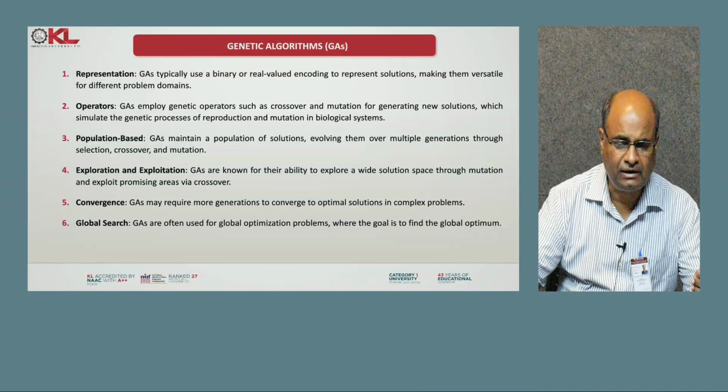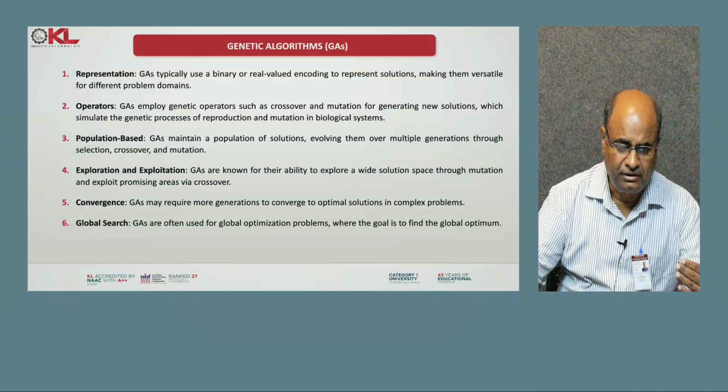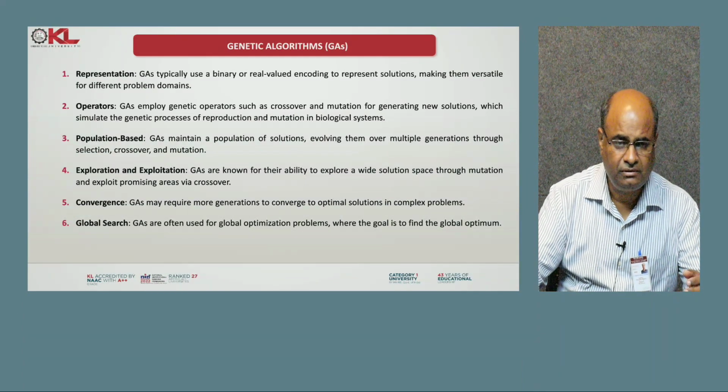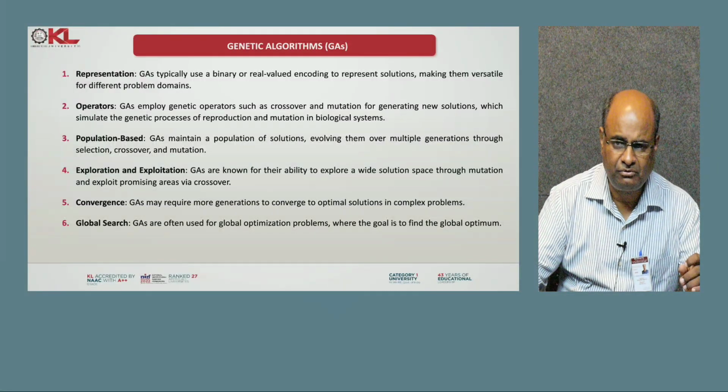Now first, genetic algorithm. Now you are comparing the three different algorithms based on their different parameters. Representation: GAs typically use a binary or real valued encoding to represent solutions, making them versatile for different problem domains. Second one is the operators. GAs employ genetic operators such as crossover and mutation for generating new solutions from parent to child, which simulate the genetic process of reproduction and mutation in biological systems.